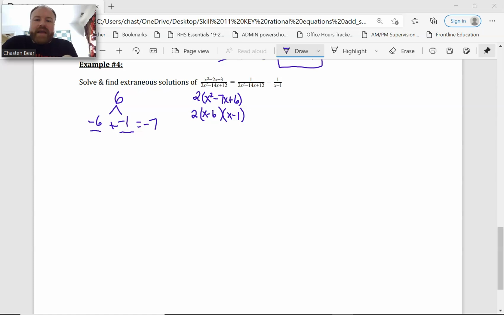Anyway, so I had factored the denominator of the first fraction as such. The second fraction is the exact same factors because it's the same polynomial. Third fraction, we have x minus 1. So our LCM for this one is going to be 2, x minus 6, x minus 1. Nothing needs exponents, so that's my LCM.